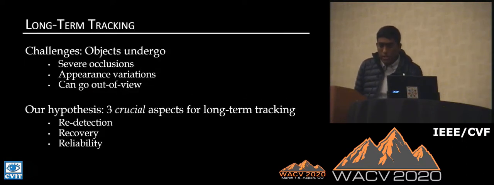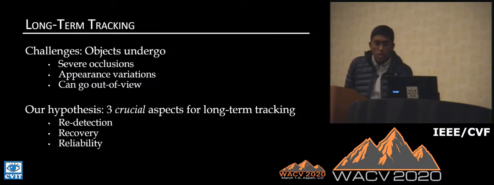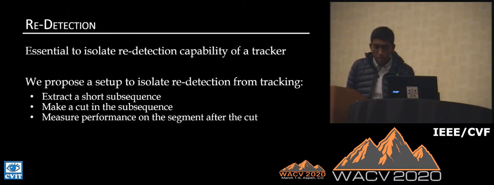Long-term tracking is particularly challenging if the object is tracked under precision equipment. It can actually have significant appearance deviations as it can go out of field. We hypothesize that the crucial aspects for long-term tracking may be detection, recovery, and reliability. So, for the detection, it is essential to isolate the detection ability of the tracker from its vulnerability. We propose a setup for the same.